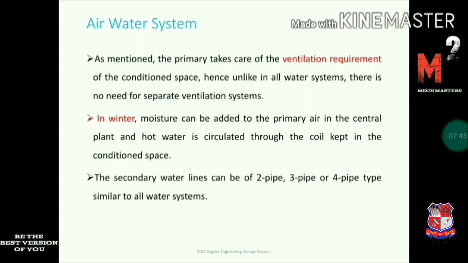In winter, moisture can be added to the primary air in the central plant, and hot water is circulated through the coil kept in the conditioned space. In winter, we know that the process requires heating and humidification. Here the moisture is added to the primary air, and heating is carried out by hot water transferred through the water line. Like this we achieve heating and humidification in an air water system for winter AC. The secondary water line can be of 2 pipe, 3 pipe, or 4 pipe type, similar to the all water system.